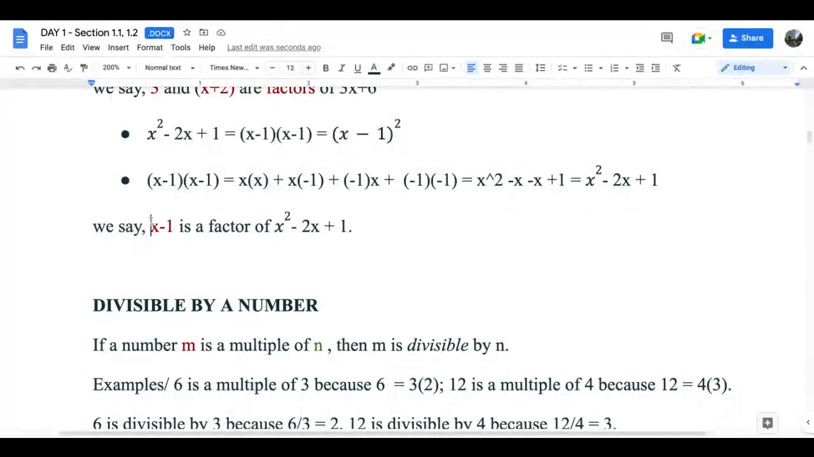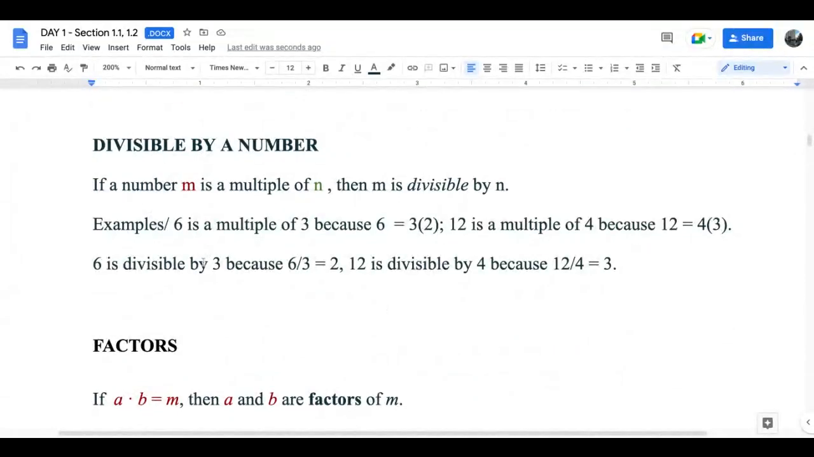So we see x minus 1 is a factor of x squared minus 2x plus 1. Anyone has any questions? All right.